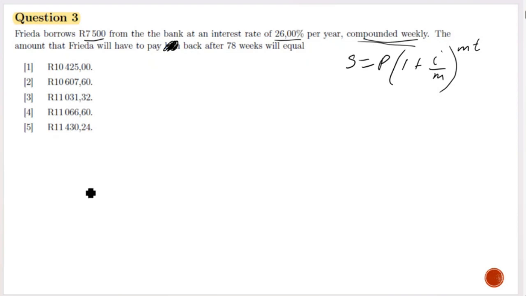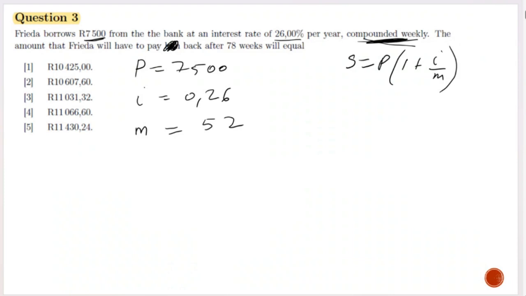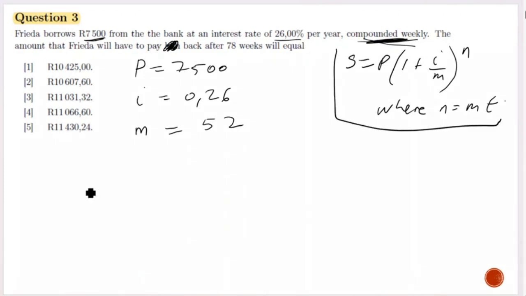Okay, so now Freda borrows this amount. This will be your P, which is 7,500. And then the interest rate here, that means your I is equal to 0.26. This thing is compounding weekly. We know when something is compounding weekly, your compounding periods is equal to 52. So the amount that Freda will have to pay back, I want to write here, where N is equal to M multiplied by T. So this is the formula that you're going to be using.